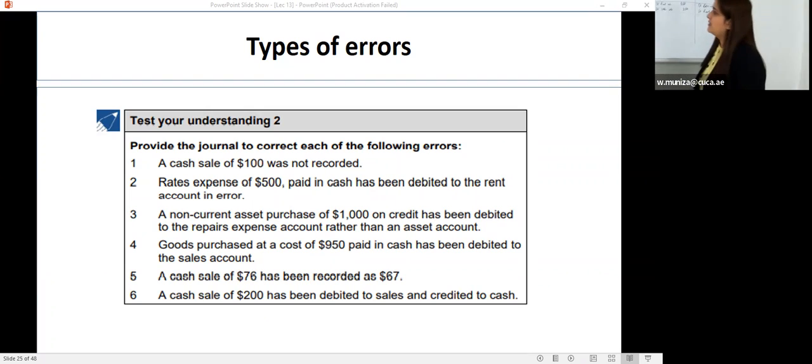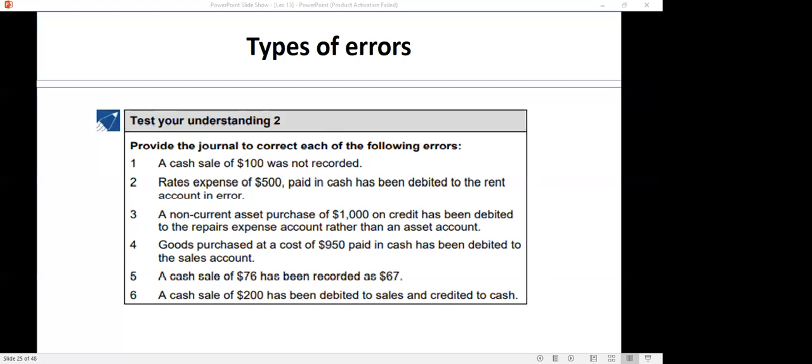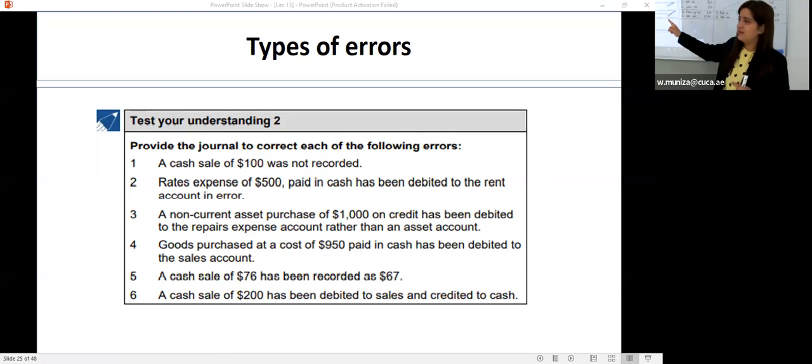A non-current asset purchase of $1,000 on credit has been debited to the repairs expense account rather than an asset account. This error is, instead of debiting non-current asset, we are debiting repairs expense account. Now, the head of account is wrong. This type of the error is error of principal. Very good, excellent.